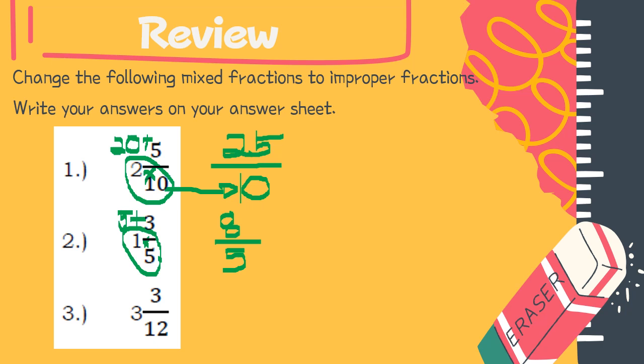How about for number 3? Again, multiply the whole number and the denominator. 3 times 12, that is 36. 36 plus 3, that is 39. Copy the denominator. 39 over 12 is the correct answer. Did you get 2 items correctly? I hope so.